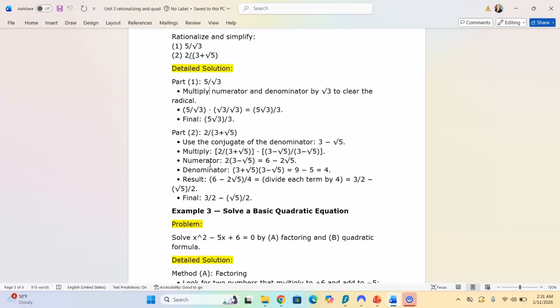Then you're going to multiply. You're going to work with the numerator and then the denominator, and then you'll have your results. Again, here's your final answer. It's not a number, right? You're just coming up to your simplified expression.